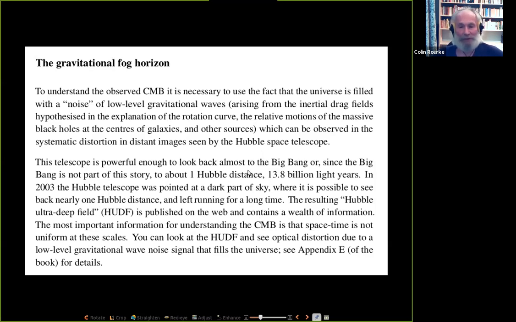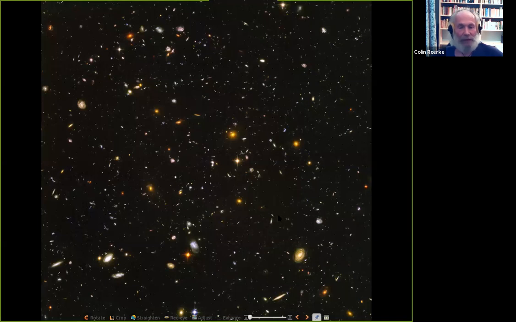So about one Hubble distance, about 13.8 billion light years. They just pointed it at a dark part of the sky, a couple of arc minutes of sky, and left it running for a long, long time. A lot of money was spent on that picture, and you get a beautiful picture of the very, very distant universe. It may take a moment to come up because it takes a while to fill. There it is. This is the Hubble Ultra Deep Field. Okay, beautiful.